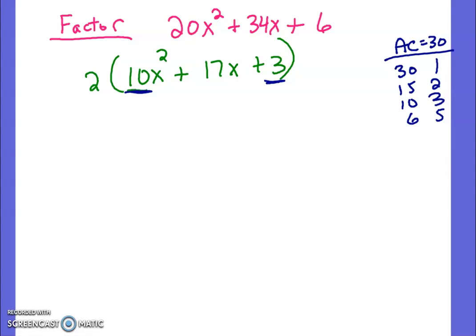Now, only one of these adds together to give me 17, and that's 15 times 2. And so I'm going to rewrite this as 15x and 2x. Again, the order does not make a difference. It does not make a difference whatsoever, so I'm just going to write the 2x first, and then the 15x.